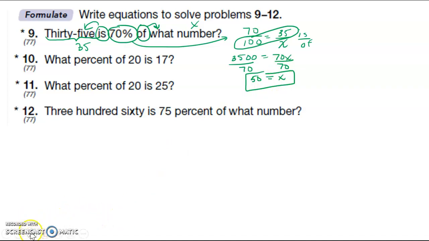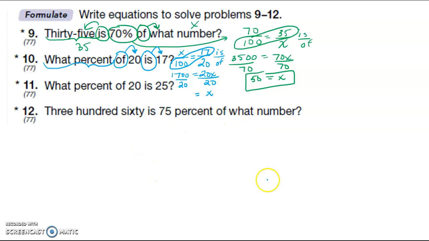Alright, let me change colors. Okay, this is what percent. So whenever we see what percent, we know that's x over 100, right? Because percent is per 100. Of 20 is 17. Right, my is over of. 17 goes here, 20 goes here, cross multiply. I have 1700 is equal to 20x. Divide. So that is 85%.